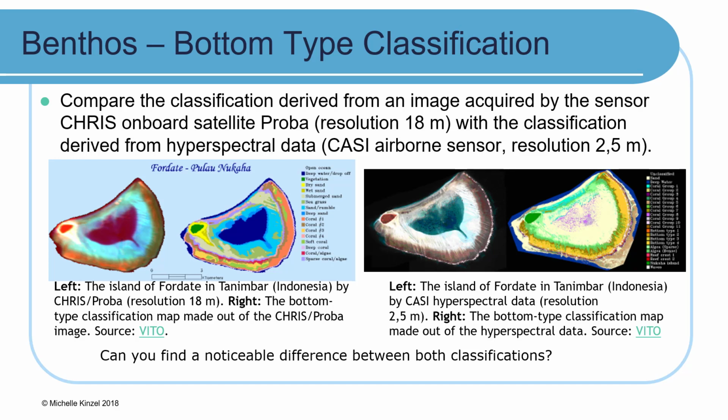So the left image is an area in Indonesia, and it's showing you a classification map there with several different types of benthos, water, deep water, vegetation, different types of sand, different types of corals, seagrass, etc. And then on the right is another classification map made out of hyperspectral data, and again just showing you different classifications that have been put together by that analyst. And so can you find the noticeable difference between both classifications?